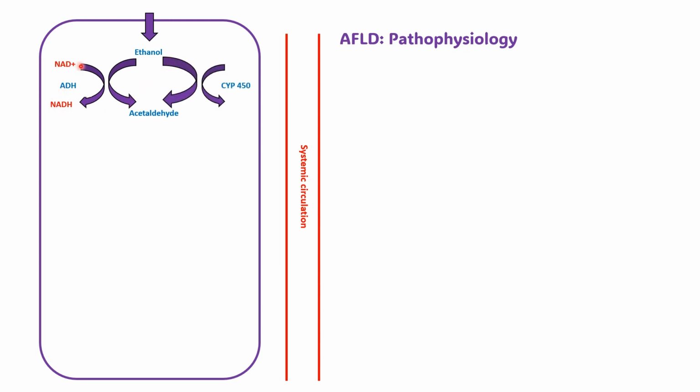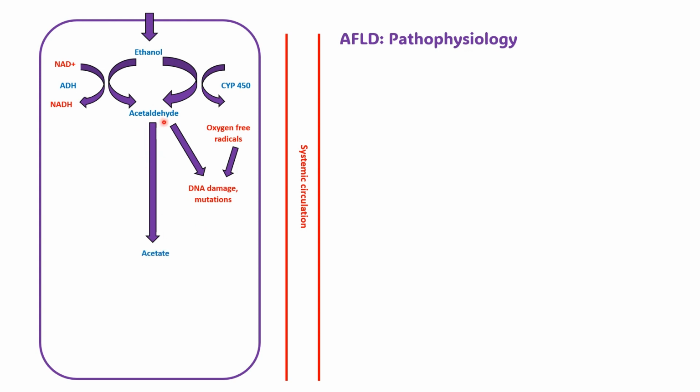And like I said, if the system becomes saturated, the ethanol can also be converted to acetaldehyde via the CYP450 system. However, if it utilizes this system, it can create lots of dangerous oxygen-free radicals, which can cause DNA damage and mutations. Acetaldehyde by itself is also known to be carcinogenic and can also cause DNA damage and mutations.